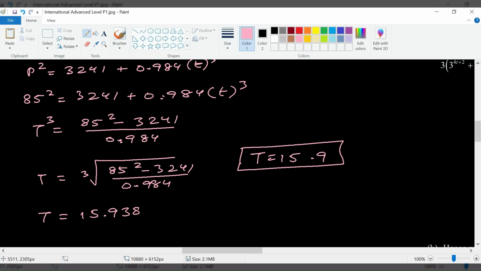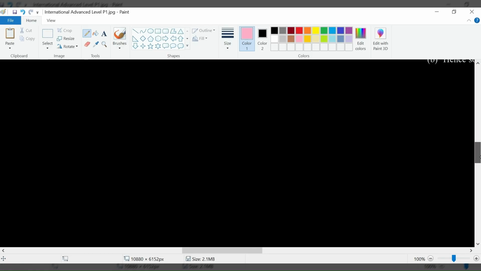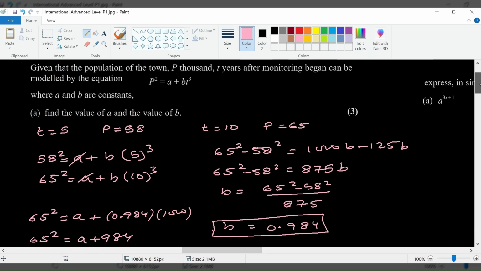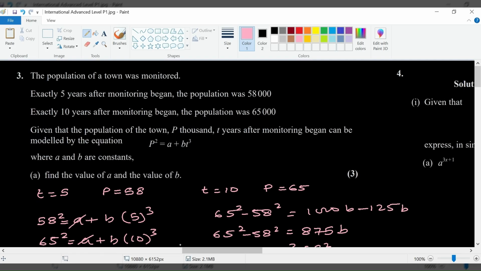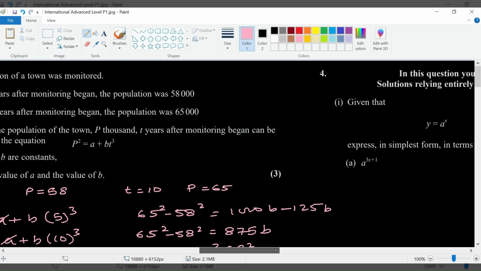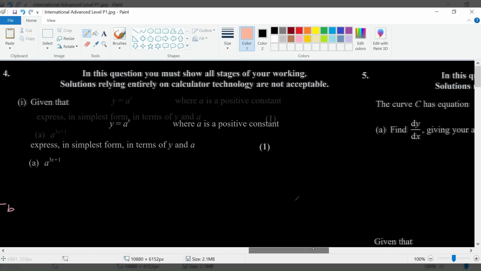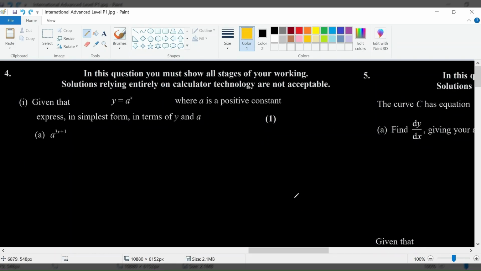Now comes the next question, is there any other part? No, there's no other part. Now moving on to question number 4. In question number 4, it says in this question, you must show all stages of your working.